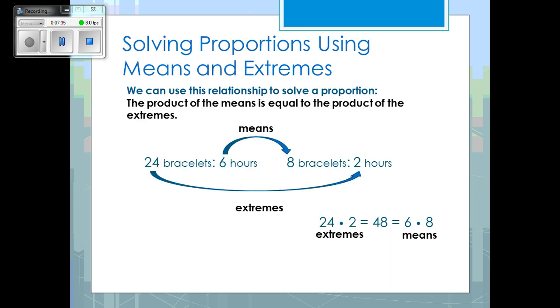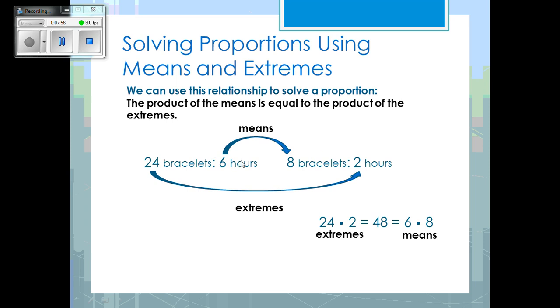Solving proportions using means and extremes. We can use the following relationship to solve a proportion. The product of the means is equal to the product of the extremes. What we need to do is set up our rates so that our units are in the same position.